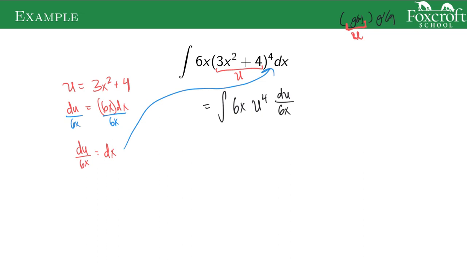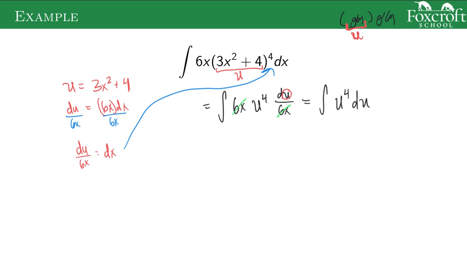Now, if you've done your substitution correctly, we're trying to take the antiderivative of something with a u. There can't be any other variables, so the x's should go away. In this case, we're lucky, quote unquote lucky. It's because we did the right thing. The 6x's cancel. So this is the same as the integral of u to the 4th du.